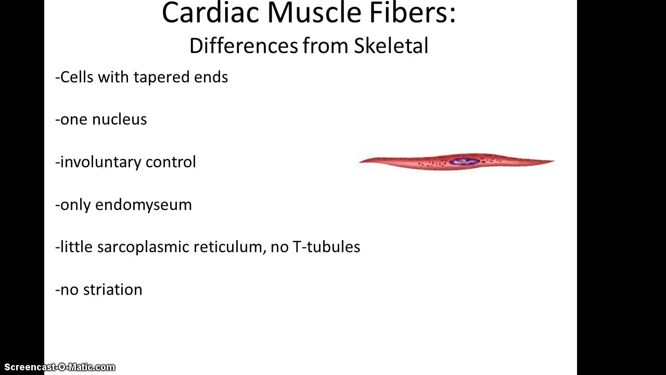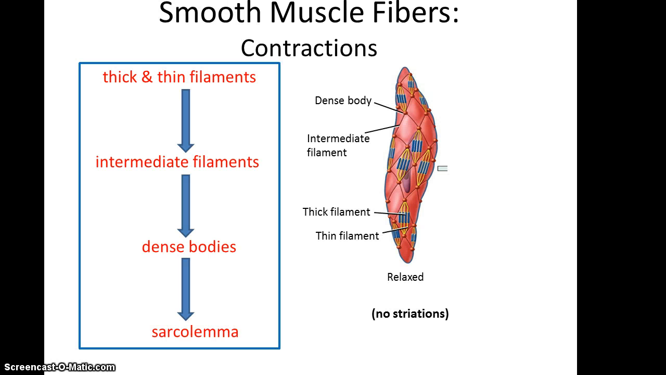Smooth muscle fibers. Smooth muscle fibers lack the striations that we expect. They are long tapered cells with only one nucleus, and again, we have no control over them. They also lack the sarcoplasmic reticulum and T-tubules. So how do they work? Well, they do have thick and thin filaments, and these thick and thin filaments are attached to intermediate filaments, which form part of their cytoskeleton. And the intermediate filaments are attached to dense bodies found in the sarcolemma, or the plasma membrane of the cell.